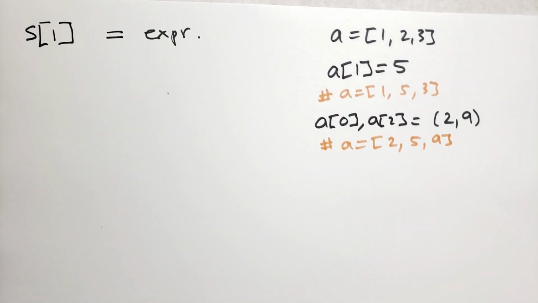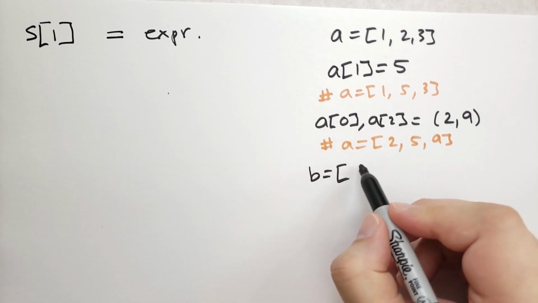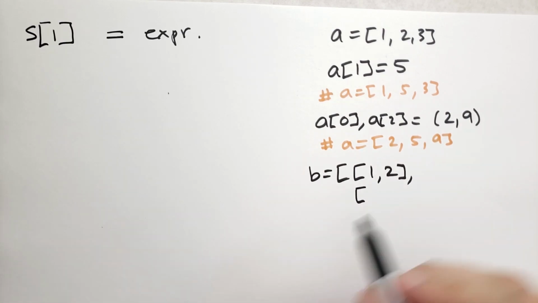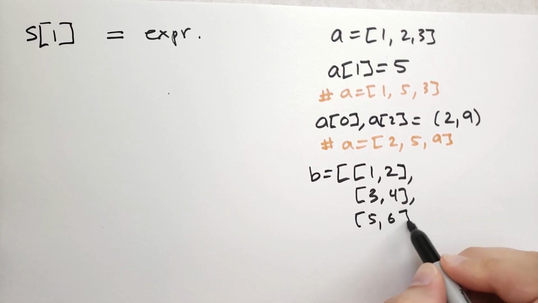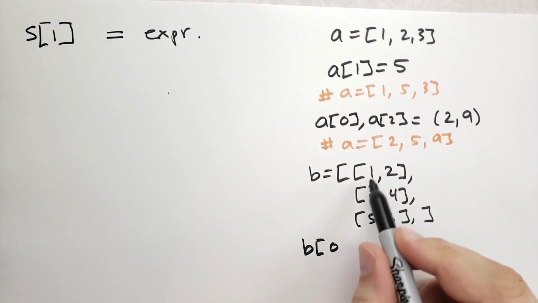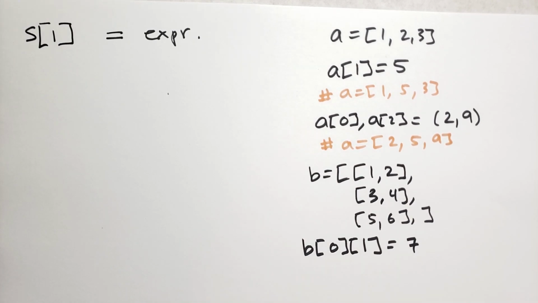Okay. Note that if we had a nested list of lists, let's use this example. So we have B, where the first element is actually a list with 2 elements, and the second element is another list with 2 elements, and the third element is another list with 2 elements, right? And so we can actually take the first element, which is a list, and assign to the second element of that the value of, let's say, 7, right? And so now this 2 that was up here will now be a 7, okay?